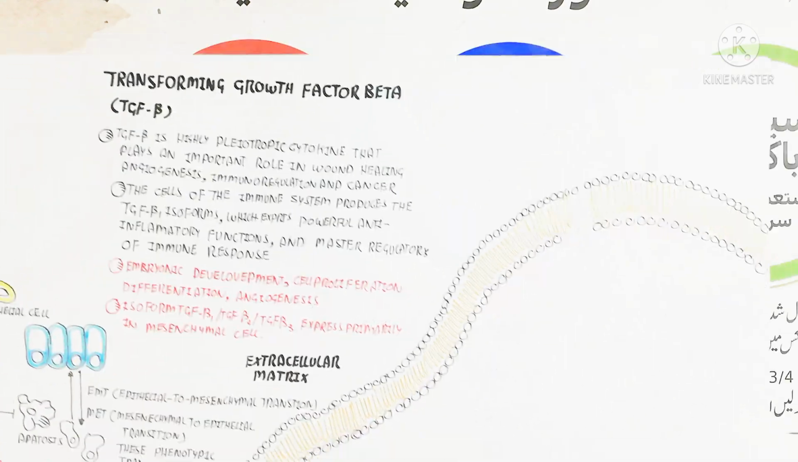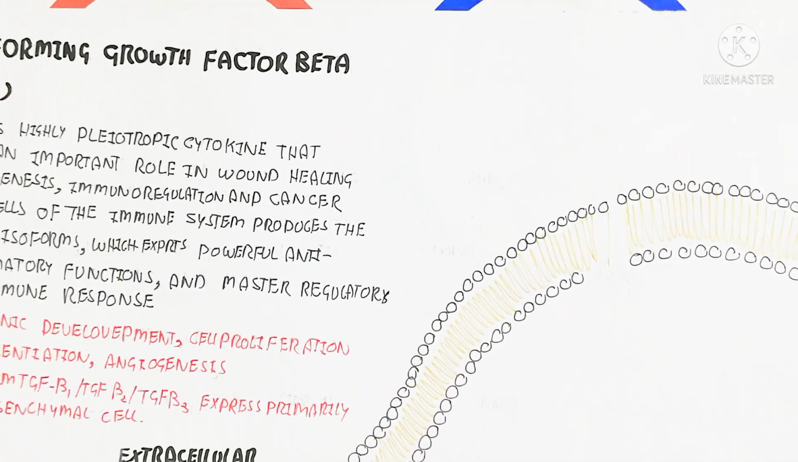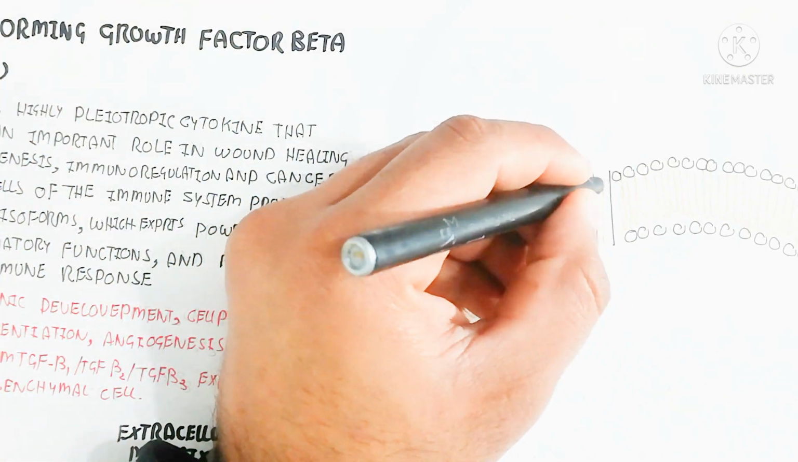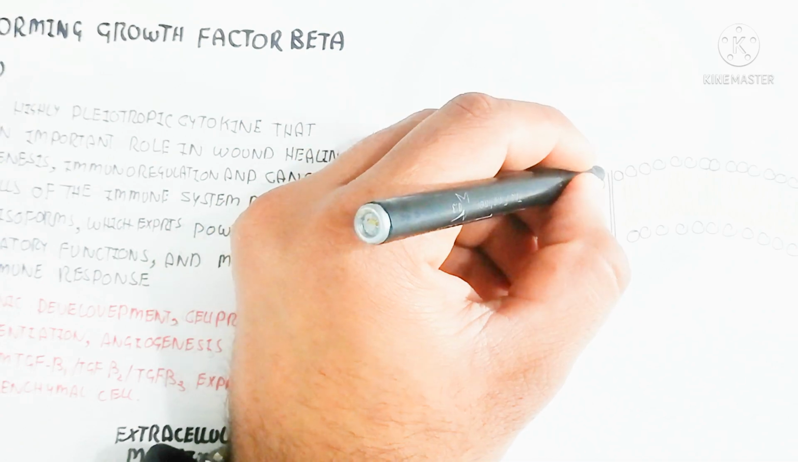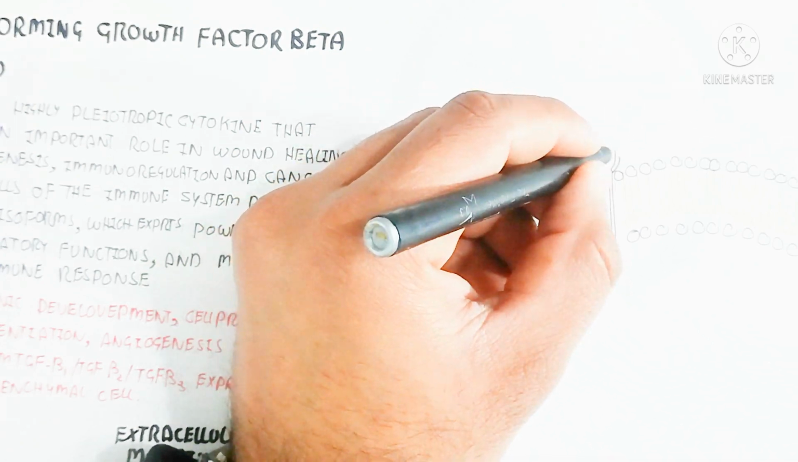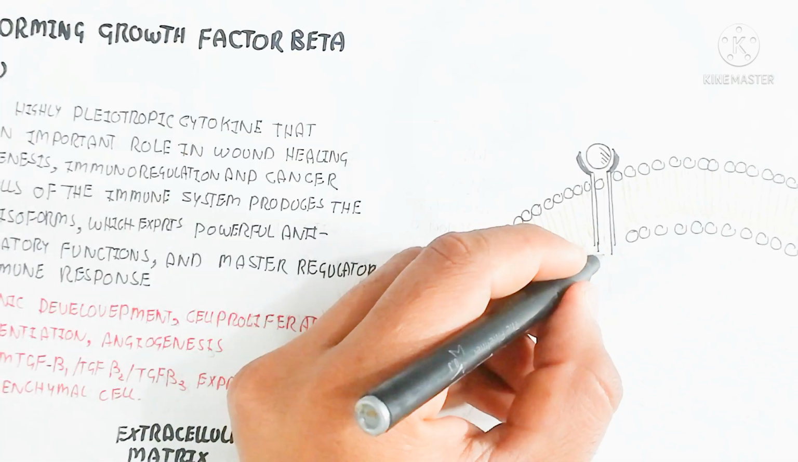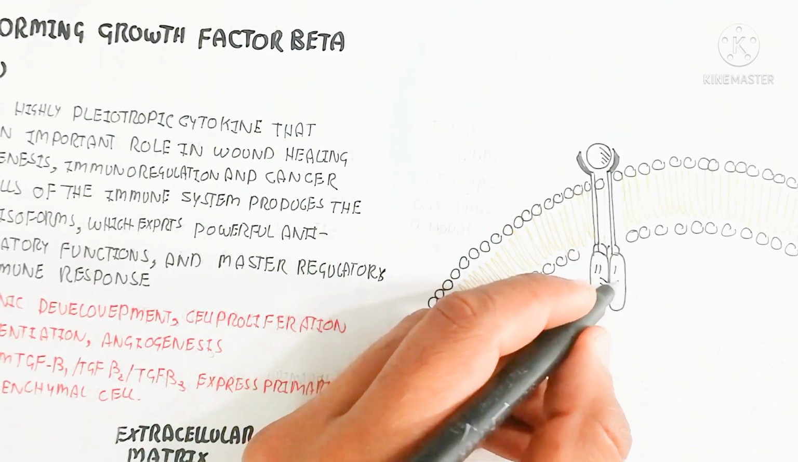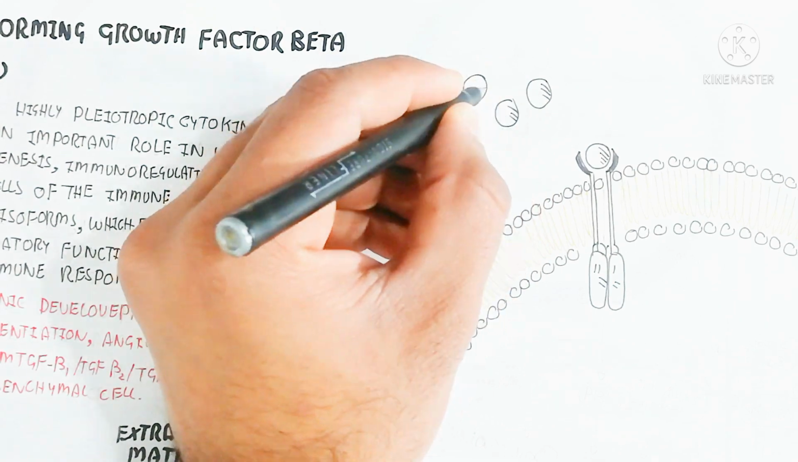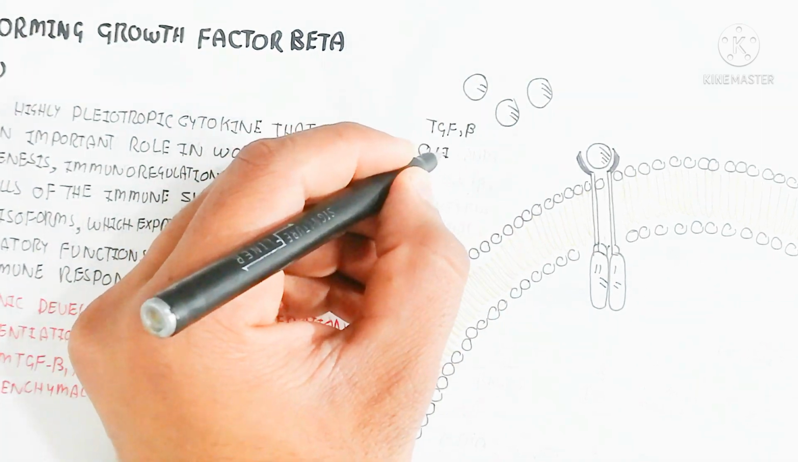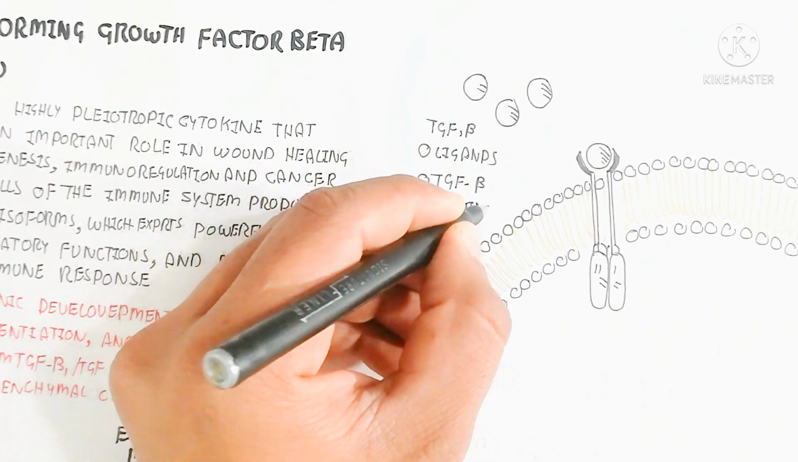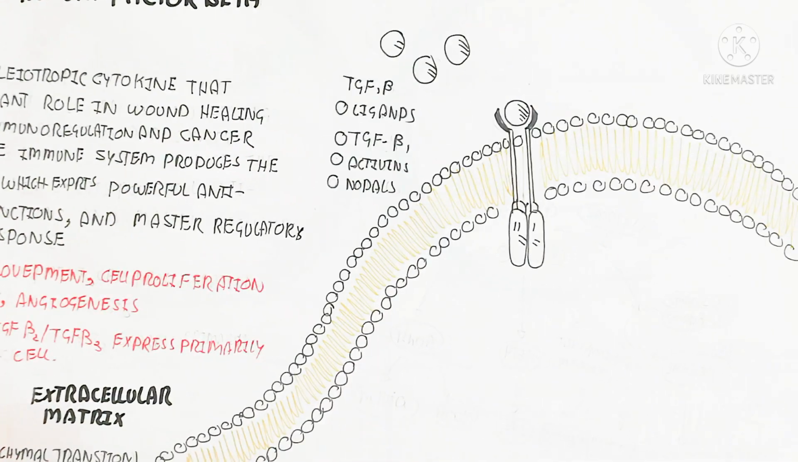Extra means above the cellular. So the extracellular is not the cellular part, and the inside is the intracellular matrix, which contains cytoplasm. So here is the receptor. This is the TGF-beta receptor, which contains a tetrameric protein. Here is the extracellular domain and the intracellular domain. The extracellular domain is used for the binding of the ligand.